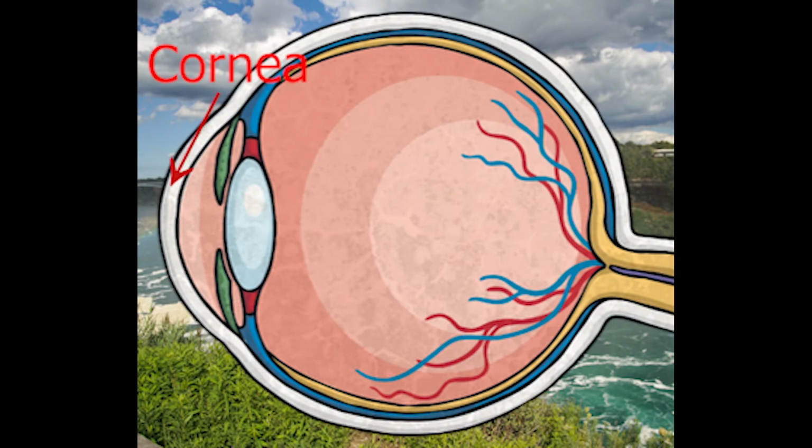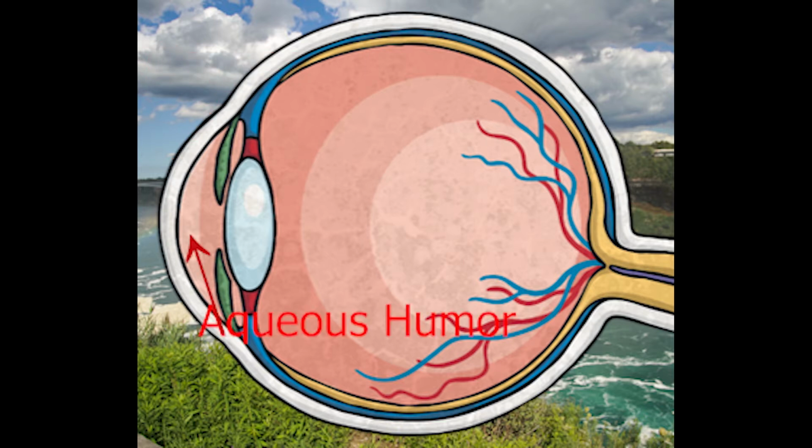The cornea's index of refraction is 1.376, while air's is only 1, meaning that the light moves slower through the cornea. Behind the cornea, there is an aqueous humor. The aqueous humor's index of refraction is 1.34. The refraction between the cornea and the aqueous humor also helps to direct the light.